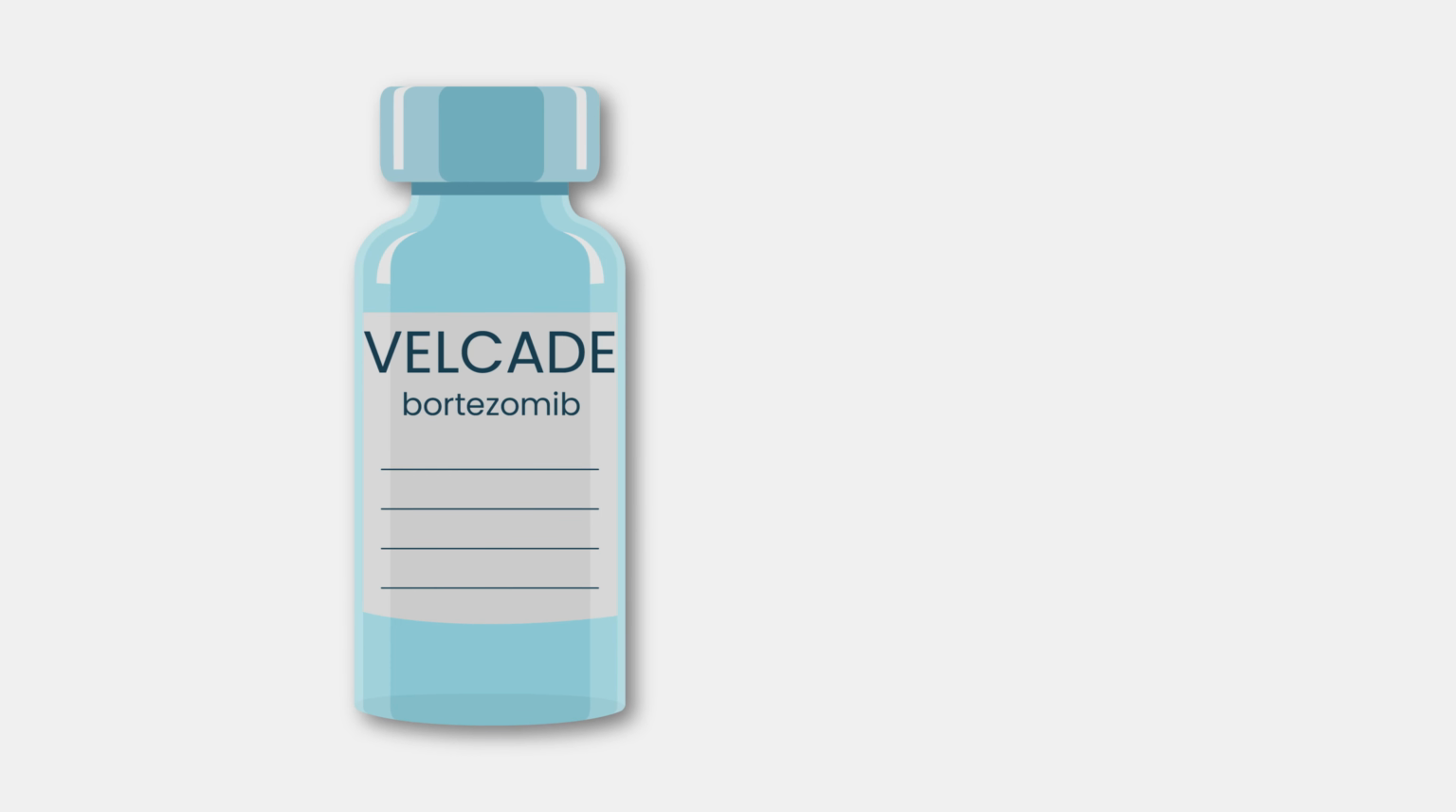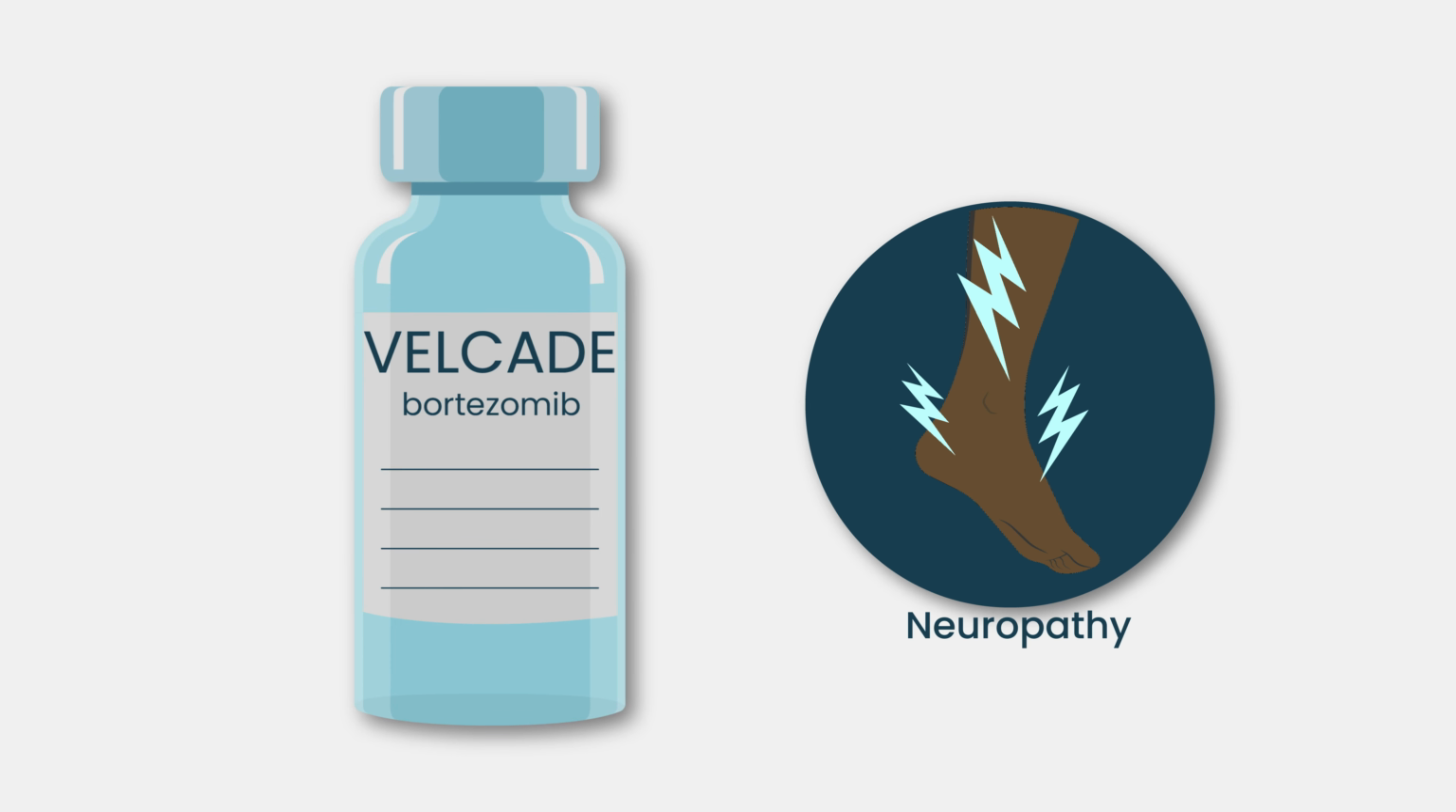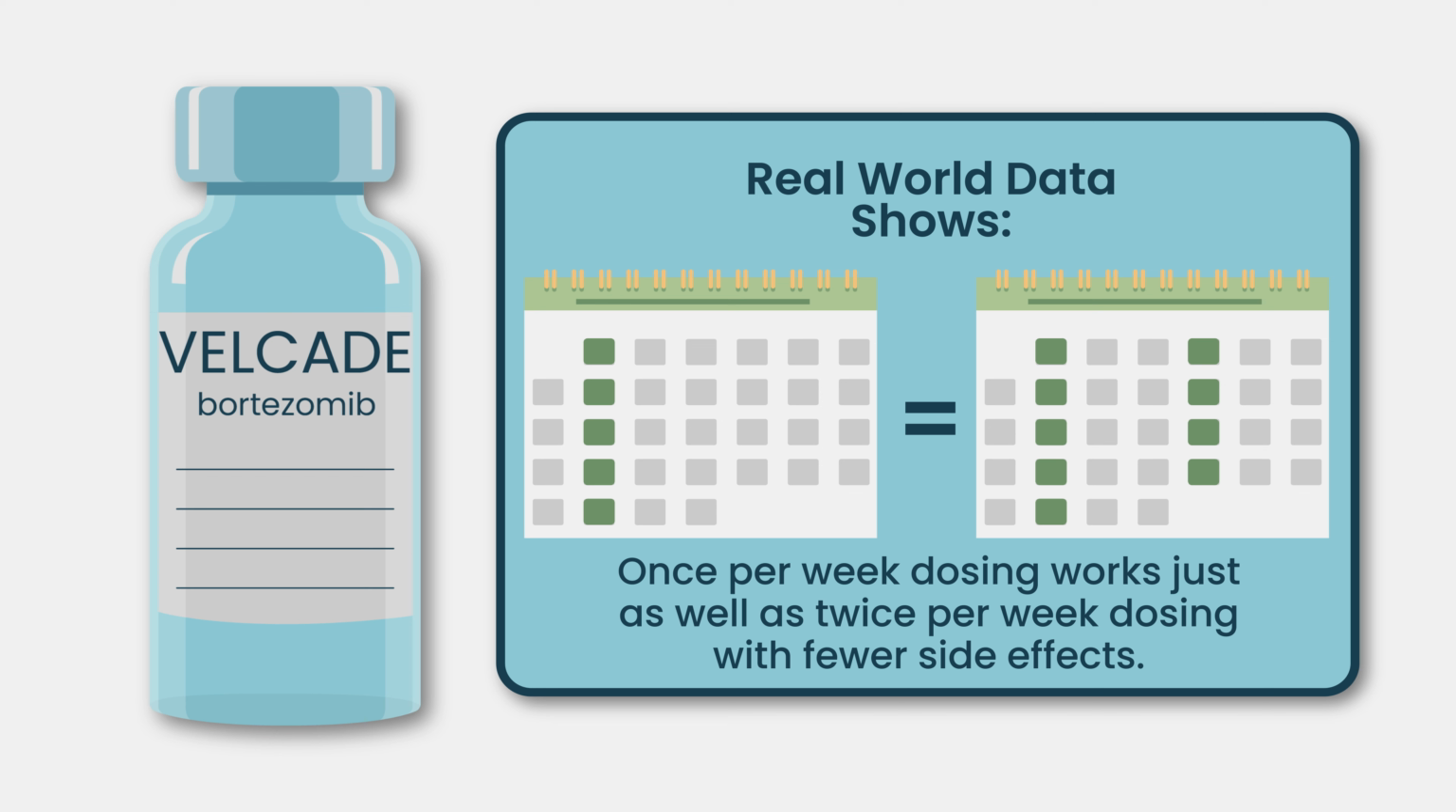Real-world data can be very helpful to guide treatment decision-making for drugs that are already approved: how can we use them better? So, several examples of this that I can think of for patients with myeloma. Many of you know the drug bortezomib or Velcade, which can cause neuropathy. That's a good example where real-world data shows that once per week dosing works just as well as twice per week dosing with fewer side effects.